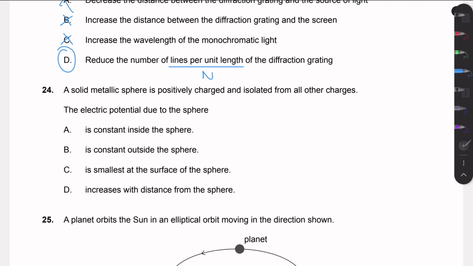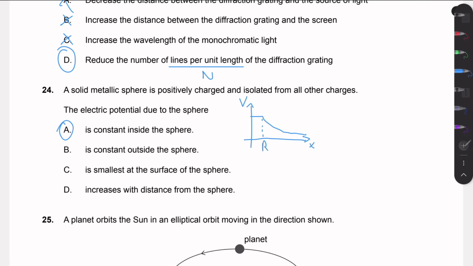In question 24, we have a solid metallic sphere, positively charged, and the electric potential due to the sphere is constant inside the sphere. So again, this is something that we just have to remember. We can also see this from a graph that goes something like this, where this is the radius of the sphere. So inside it is constant, like this.